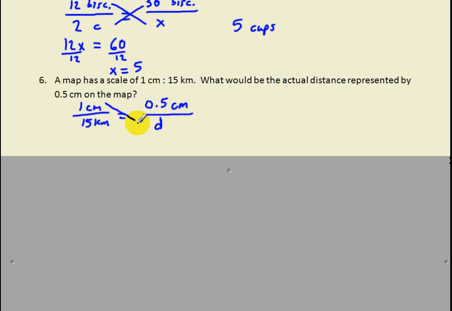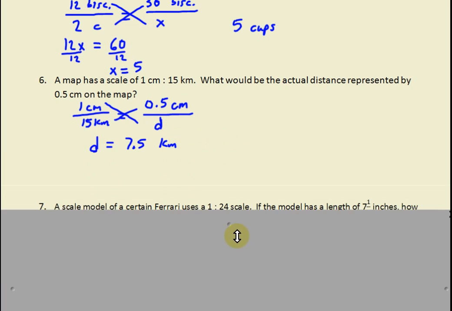So if we cross multiply, we get 1 times d, which is simply d. We're in luck. We don't have to do any simplifying or any multiple steps to solve for d. All we need is 15 times 0.5, which is going to be 7.5. And the units, of course, are going to be kilometers. So centimeters to kilometers, centimeters to kilometers.